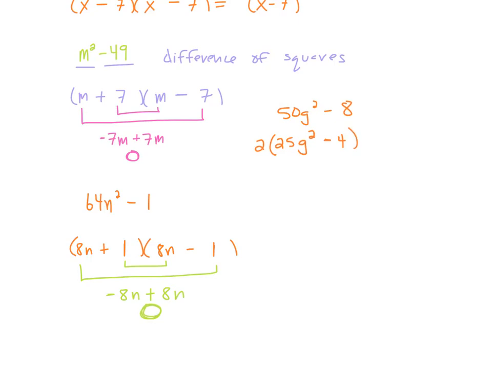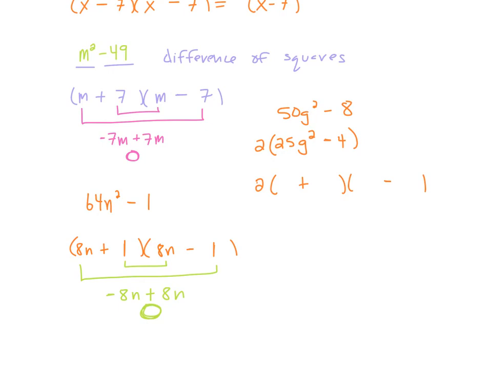Now I have a difference, okay, subtraction sign in the middle there. 25g squared is now a perfect square. 25 is a perfect square, as is g squared. And 4 is also a perfect square. So now I still have my 2, can't lose my 2, but now I can think of my two sets of parentheses here. Okay, difference of squares means I have to have opposite signs here.